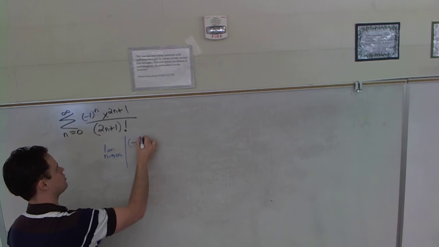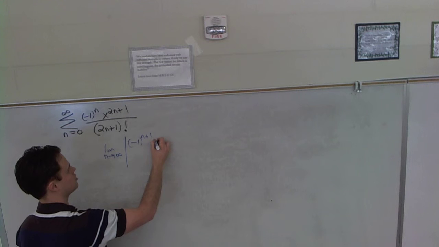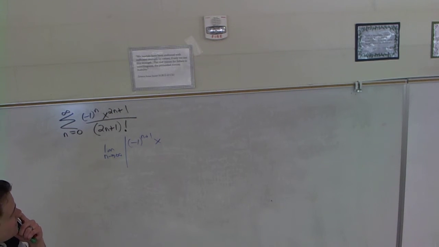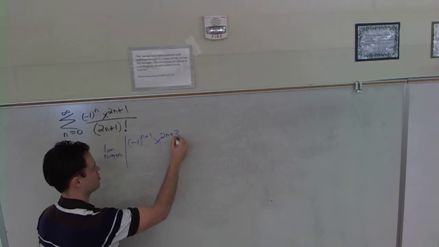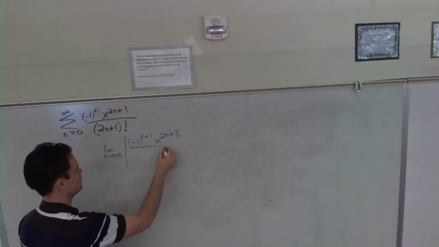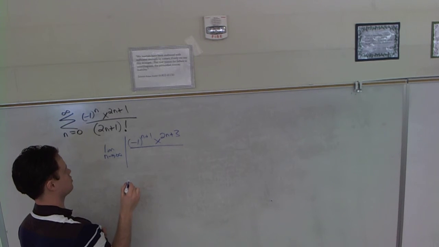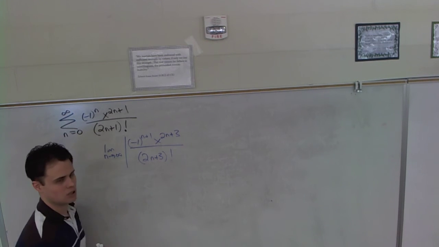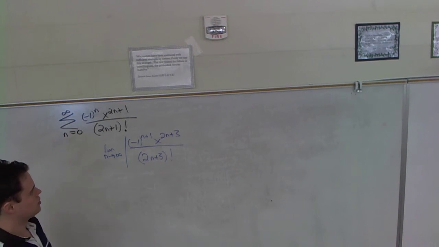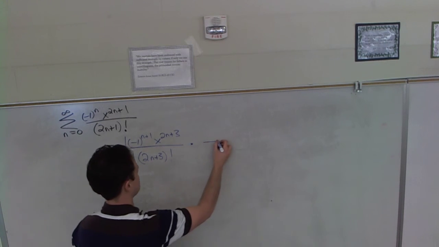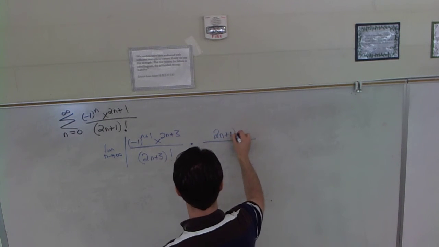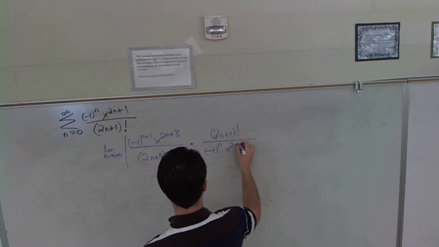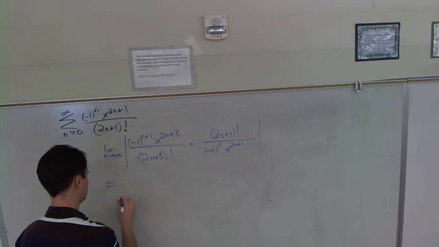So I could go like this. What is that going to be if I put in n plus 1 right there? 2n plus 3. And then down here we're going to have 2n plus 3. It's kind of a pain. Times, so what's up here then? 2n factorial, 2n plus 1 factorial, negative 1 to the n, x to the 2n plus 1. Yuck.